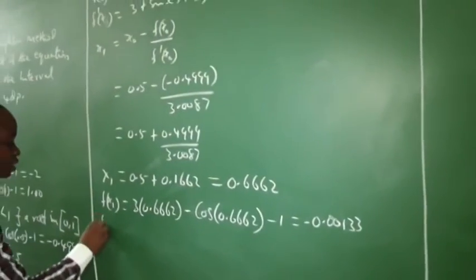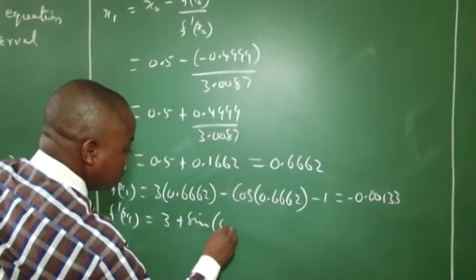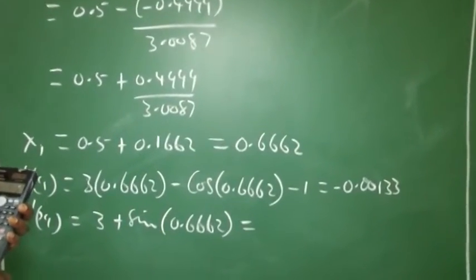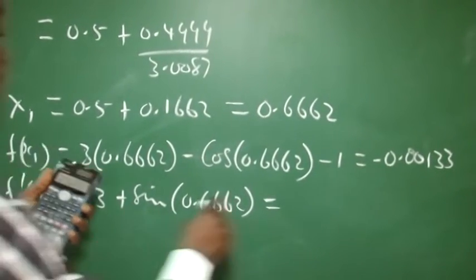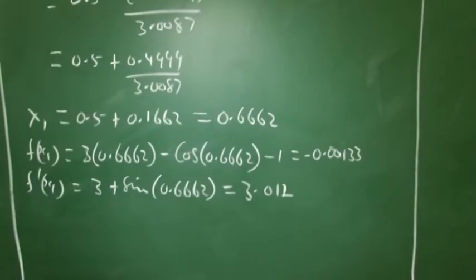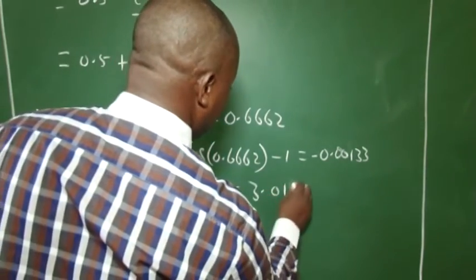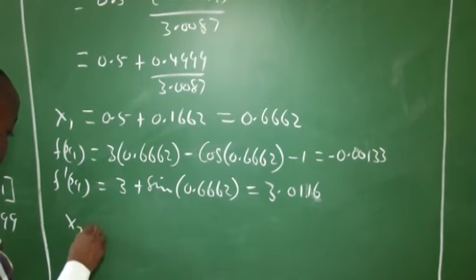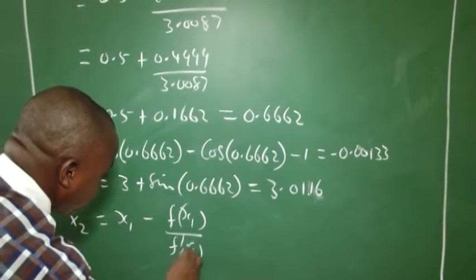Okay, now we need f prime of x1. Of course, that is 3 plus sine 0.6662. We do that, we have sine 0.6662, and that gives us 3.0116. Now, x2 will be equal to x1 minus f of x1 over f prime of x1.